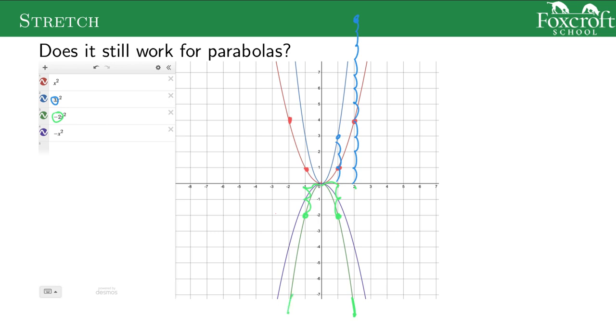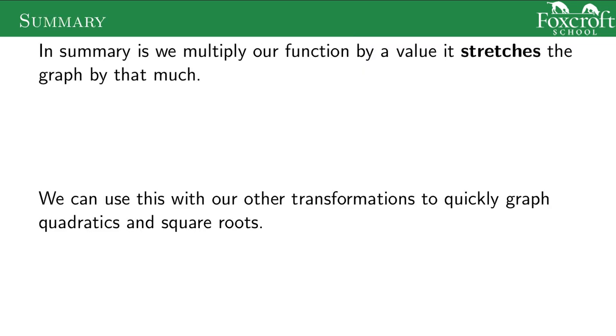So the basic idea is that when you multiply a function, it just stretches the values away by that amount. So if I have a 2 in front, it just moves everything by a factor of 2 up. If I had a 3, it moves everything by a factor of 3. So we can use these with our other transformations to quickly graph quadratics and square roots.